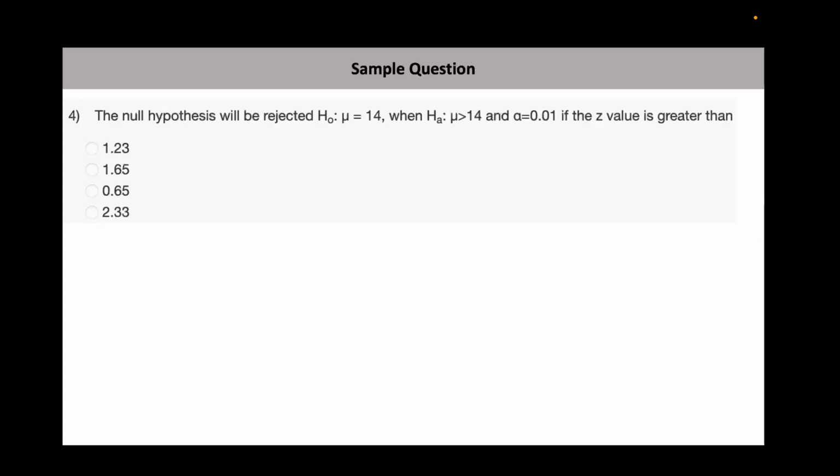Okay, so our next question is to be solved. The null hypothesis is that mu equals 14, the alternate hypothesis is that mu is greater than 14, and alpha is 0.01, which means acceptance is of 1%. The null hypothesis will be rejected if the z value is greater than what? I'll give you 2 minutes. You can try solving this question.